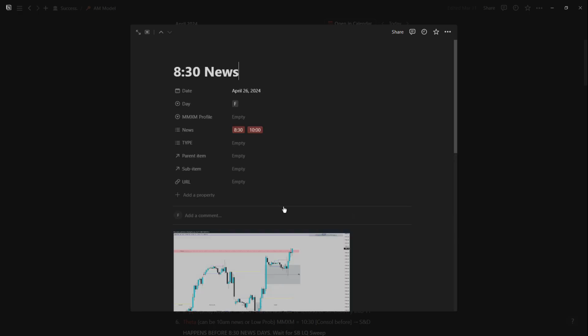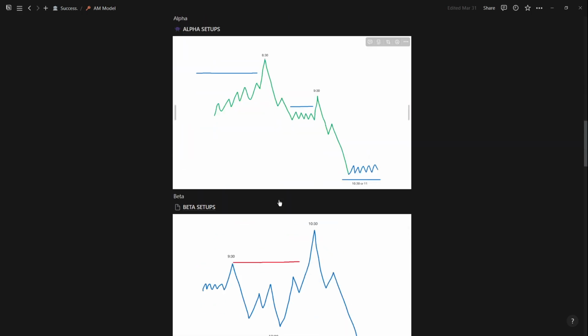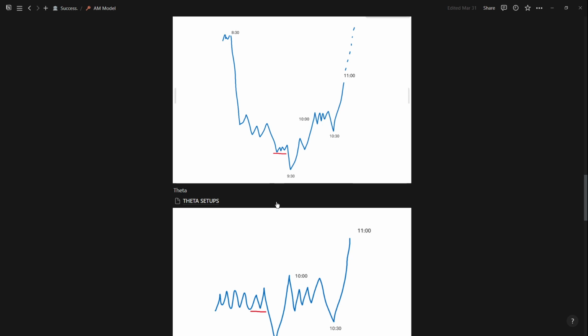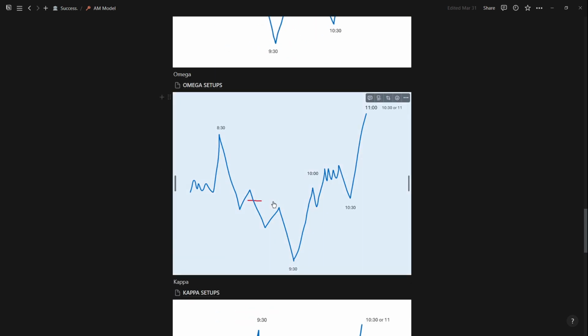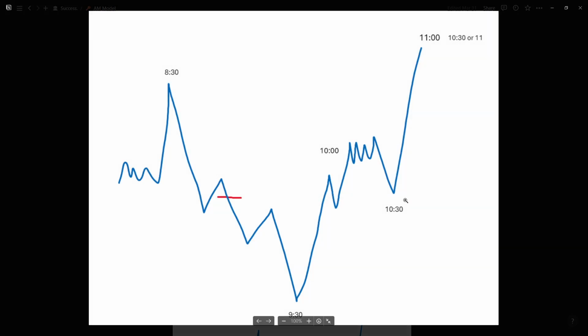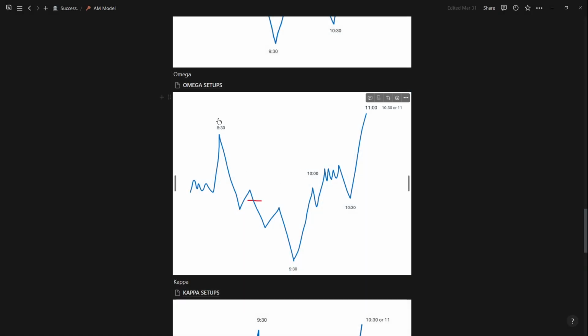So if you go back to today, you need to fill out the rest of this stuff. So MMXM profile, we have different options here. Well, if you scroll down, which one does it look like? These are also going to be time-based. So here is kind of a random profile. 8:30 taking buy stops, 9:30 taking the other side. So take buy stops here, sell stops at 9:30, trades up, entry given around 10 o'clock. And then we have the high put in at 11, or between 10:30 and 11 o'clock. So that is your Omega setup.